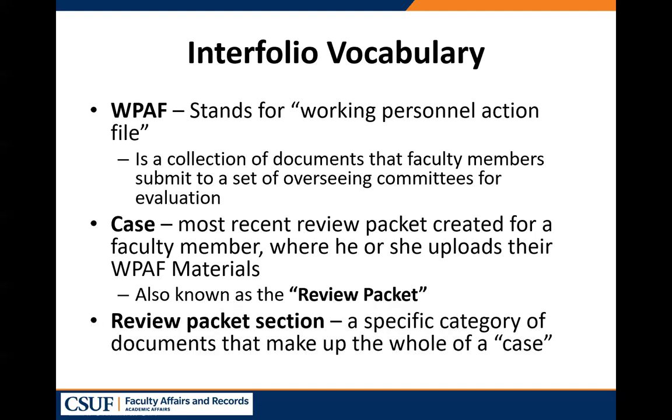Within your case or your review packet, there are different sections, and you'll be uploading different kinds of documents to those different sections. Later on, I'm going to give you a quick overview of the sections, but there's at least 12 sections if you're going to do a comprehensive evaluation, and 6 sections if you're going to do an abbreviated evaluation. Each section will need to have material in it before your review committees can take a look. And some of that material will be preloaded by us, which I'm going to get to shortly.